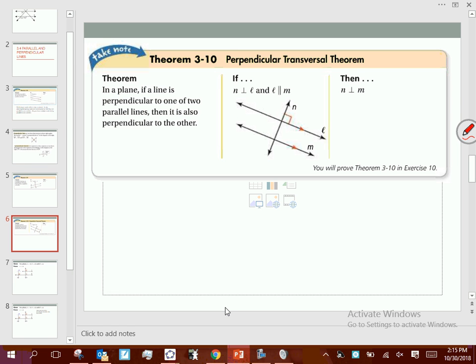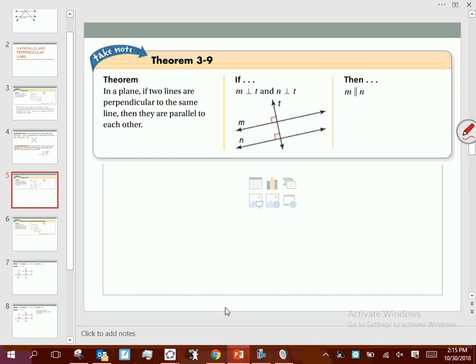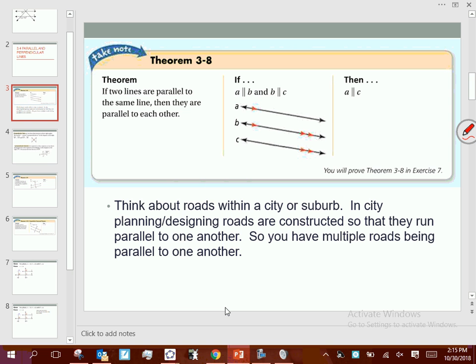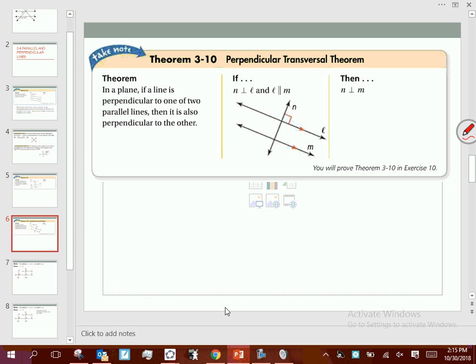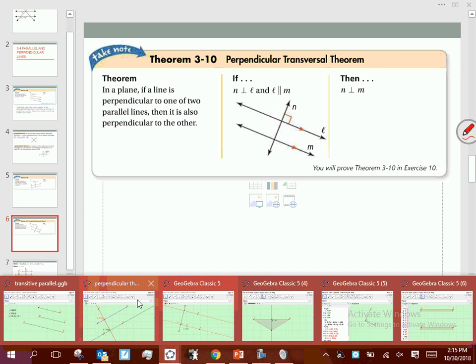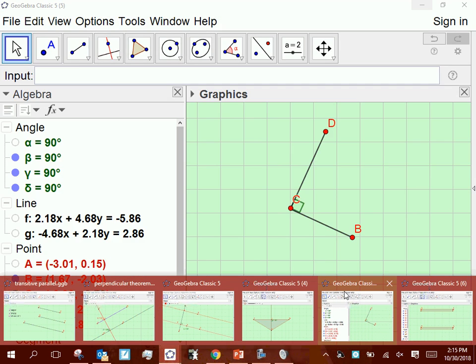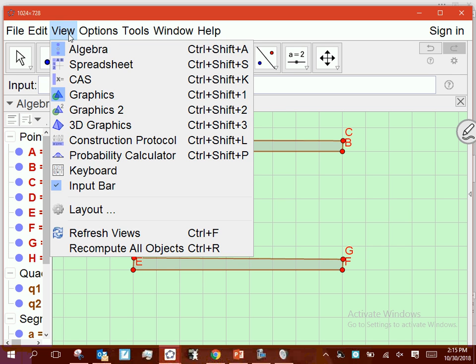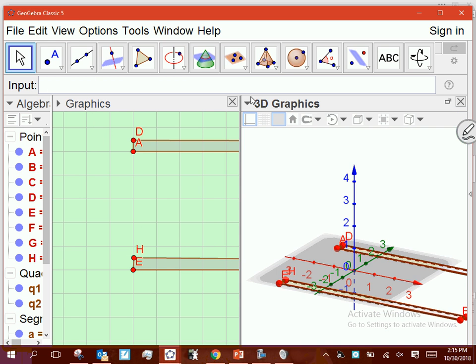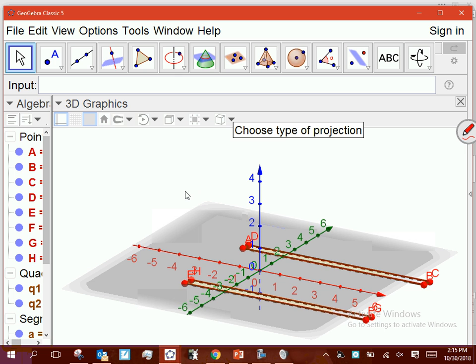Now, these two theorems start off with the phrase "in a plane." This one says "in a plane." Why does that matter? If I just say, if a line is perpendicular to one of two parallel lines, it is also perpendicular to the other, that is false if I leave the phrase "in a plane" out, because of this. I hope it doesn't slow things down for me, but it was slowing down everything at the beginning of class. So let me delete all that stuff out.